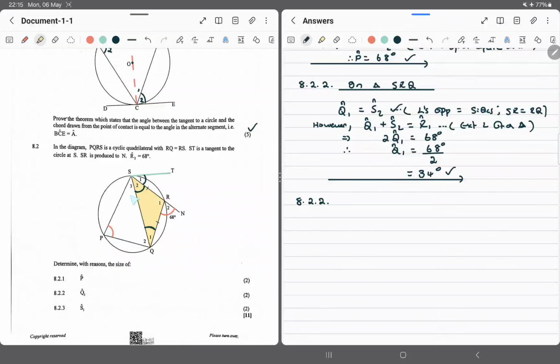S1. Now we need to find S1. Can you see the tan chord theorem saves us here? So we know that angle S1 is equal to angle Q1. The reason is the tan chord theorem. Therefore, that becomes 34 degrees as well.